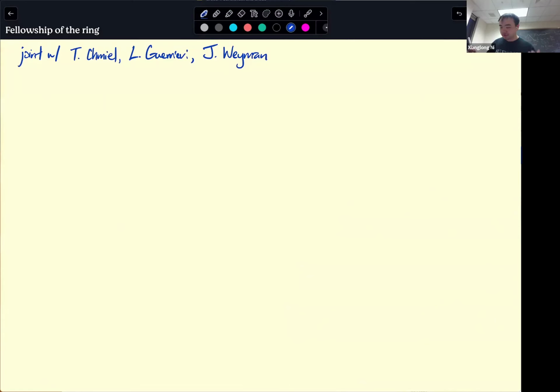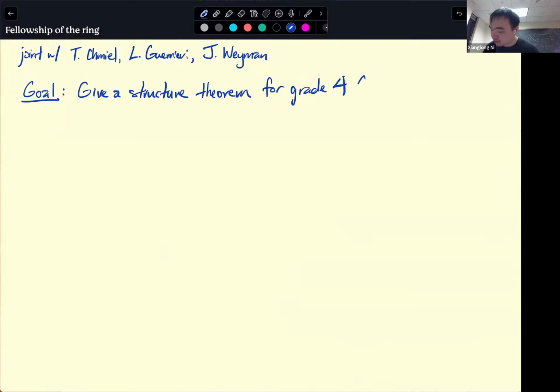And actually, I'll tell you the main goal that I'll try to get to at the end of this talk, which is actually not mentioned in the title, but it's the primary application of the apparatus that I'm going to show, which is to give a structure theorem for grade 4 Gorenstein ideals generated by at most 8 elements.